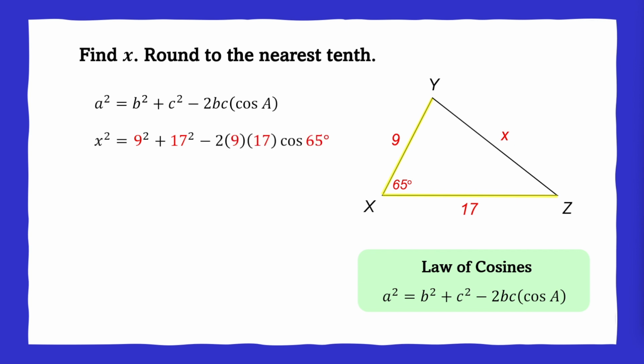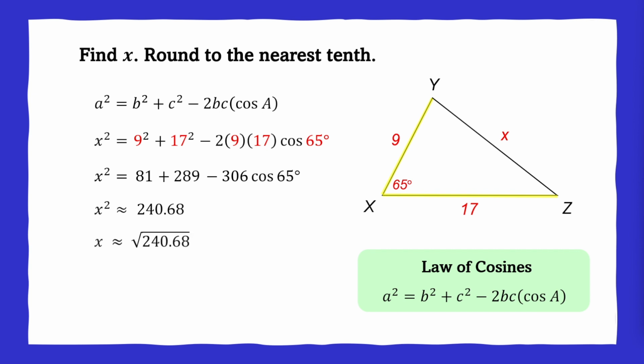cosine of 65 degrees. 9 squared equals 81, 17 squared equals 289, minus, multiplying 2, 9, and 17, we get 306 times cosine 65. Using a calculator, we get x squared is approximately 240.68. Finally, take the square root of both sides. x is about 15.5 to the nearest tenth.